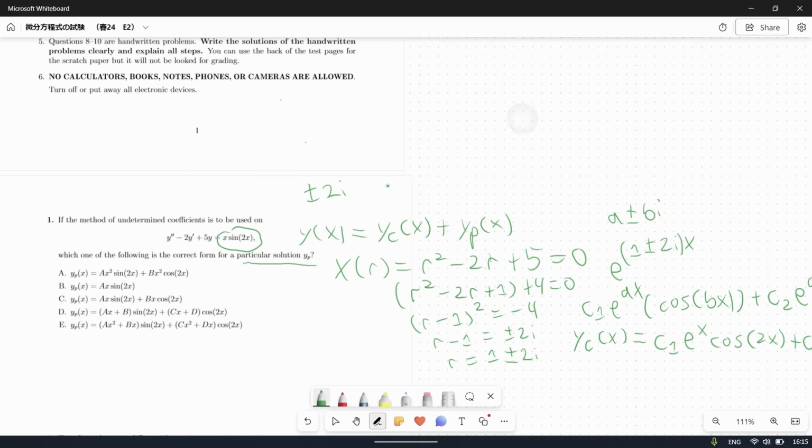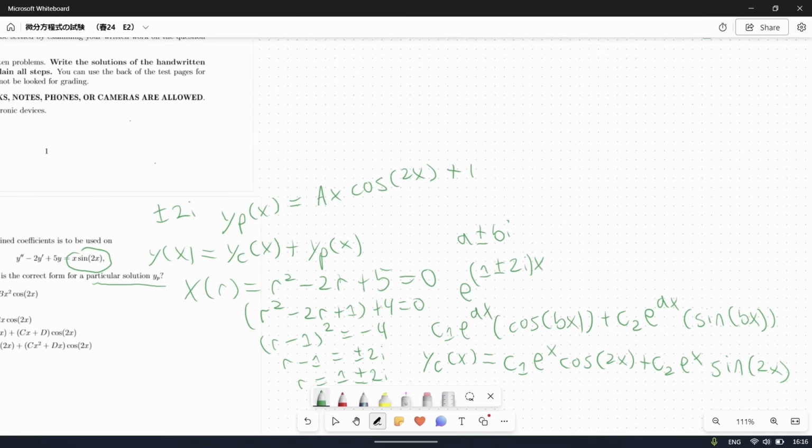So our initial guess, the guess that we can come up with for this as a result, would be y sub p of x, not x sub p. Y sub p of x is going to be equal to ax cosine of 2x plus bx sine of 2x plus c cosine of 2x plus d sine of 2x.